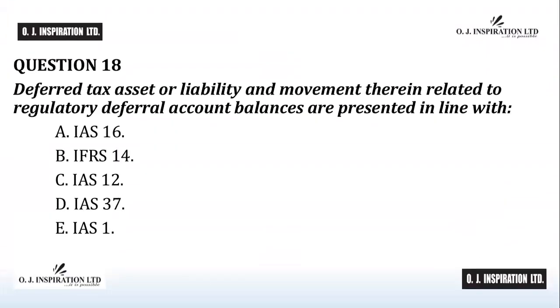Question number 18. The answer to question number 18 is B, IFRS 14. With respect to deferred tax asset or liability and movement therein related to regulatory deferred account balances, they are presented in line with IFRS 14, titled Regulatory Deferred Accounts. IFRS 14 specifies the positioning or presentation of deferred tax and its movements arising from regulatory deferred accounts in the statement of comprehensive income and statement of financial position. It also stipulates the disclosure to be made directly in this regard. B is the answer to question number 18.